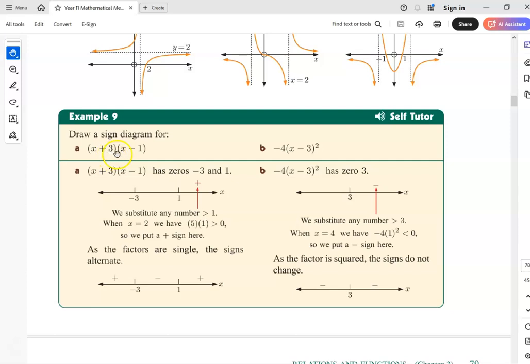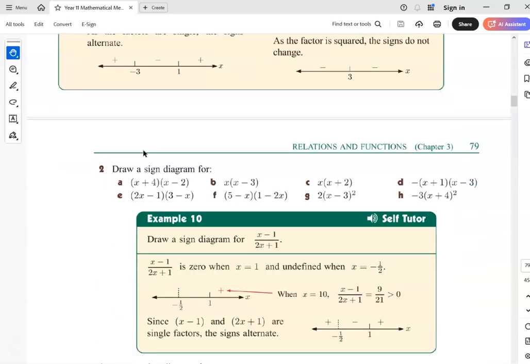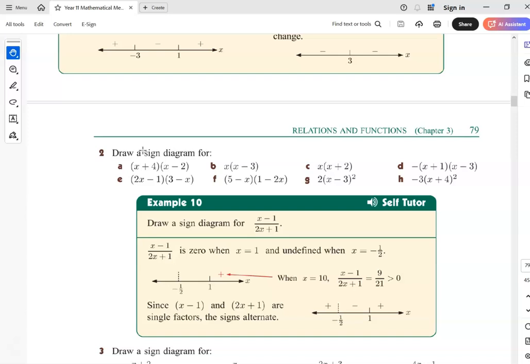So 10 plus 3 is positive. 10 take 1, positive. So you stick a plus there. What's a number in between -3 and 1? 0. Positive? Negative? Yeah, baby. What's a number on that side of -3? -10. -10 plus 3, still negative. -10 take 1, still negative. Negative times a negative, positive. Okay? So, nice. All factorised for you.